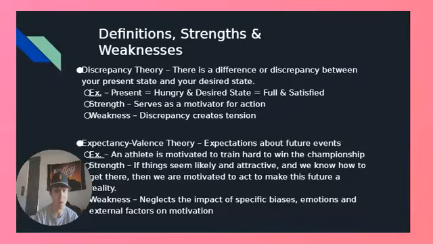The second theory is expectancy balance theory, and the definition of that is the expectations about the future. An example of this would be an athlete who is motivated to train hard in order to win the championship. One of the strengths is that if things seem likely and attractive and we know how to get there, then we are more motivated to act and make this future a reality. If things seem achievable, we're more apt to chase after them. The weakness of expectancy balance theory is that it neglects the impact of specific biases, other factors, emotions, and external factors on motivation.